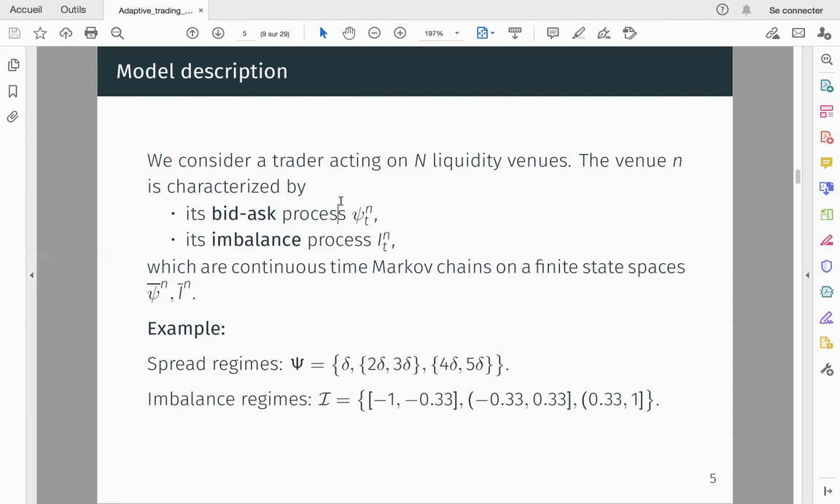And for example, we can consider different clusters of spread and imbalance regimes. For example, low, medium, and high spread and imbalance, in order to obtain a more parsimonious model for the update of market parameters, as we will see in a couple of minutes.